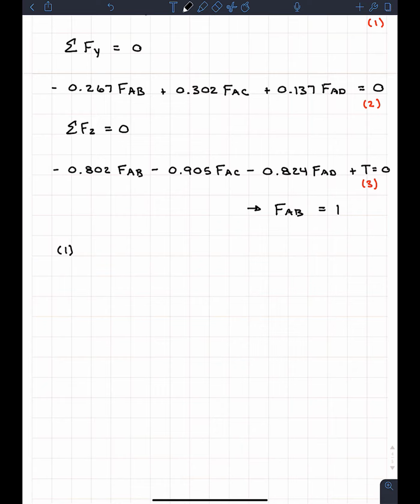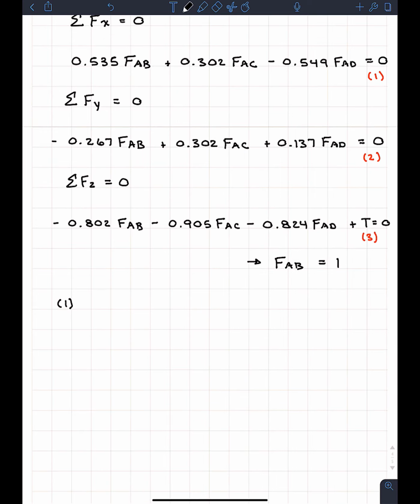If I look at equation 1, I've got 0.535 times FAB, but remember, FAB is 1 now, so we just put 1. Plus 0.302 FAC. We don't know what FAC is, so we still have to include it. And I can move the FAD, because it's negative, to the other side to make it positive, so 0.549 FAD.